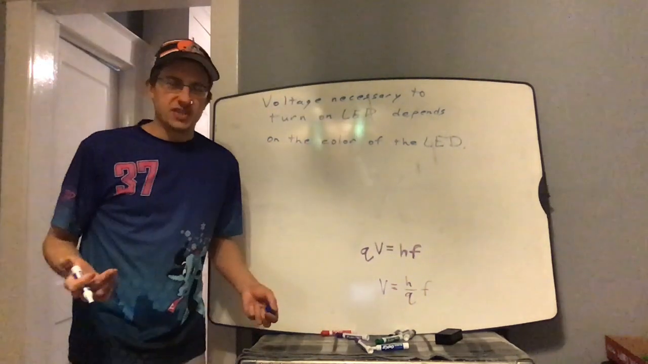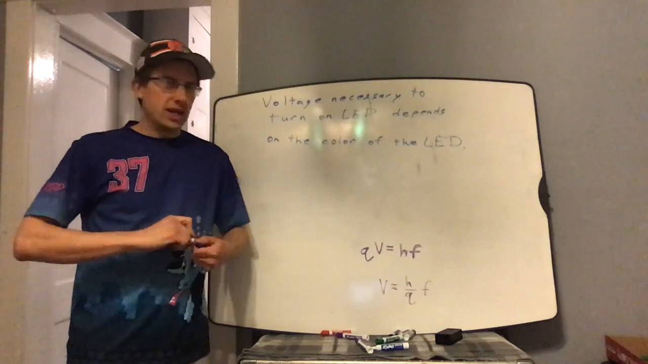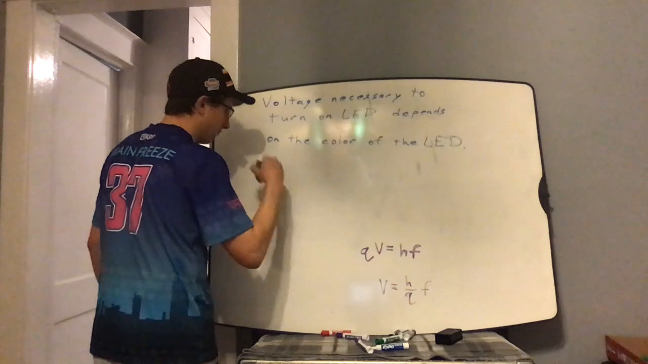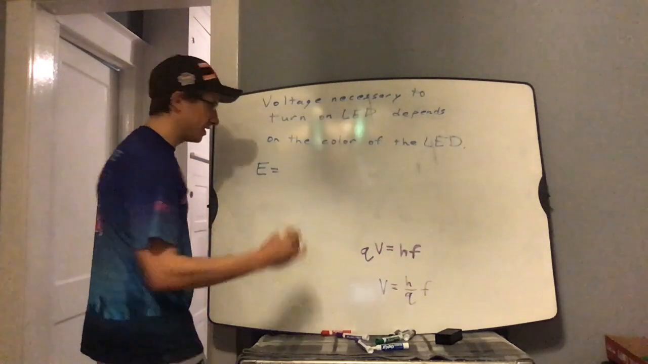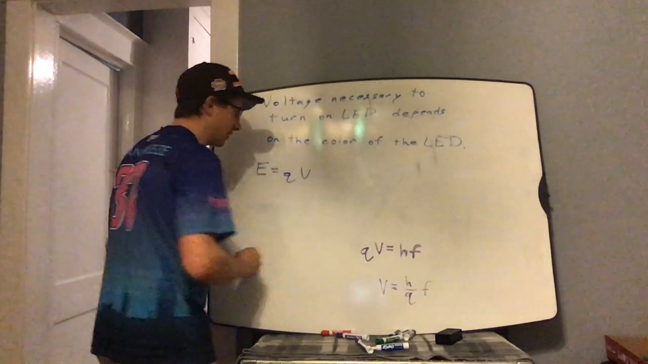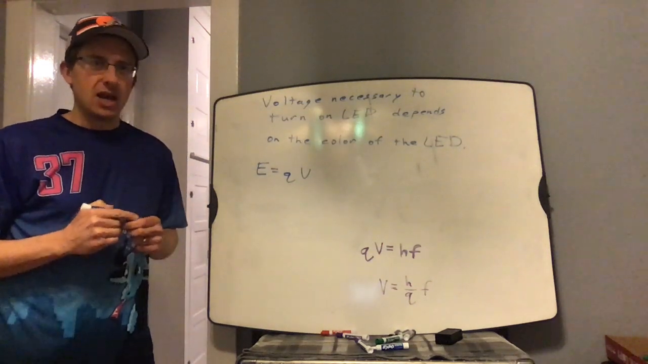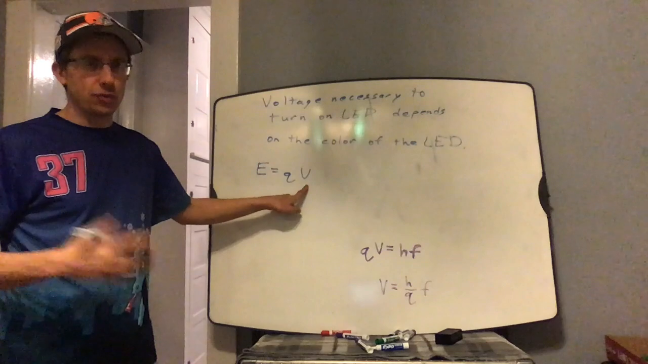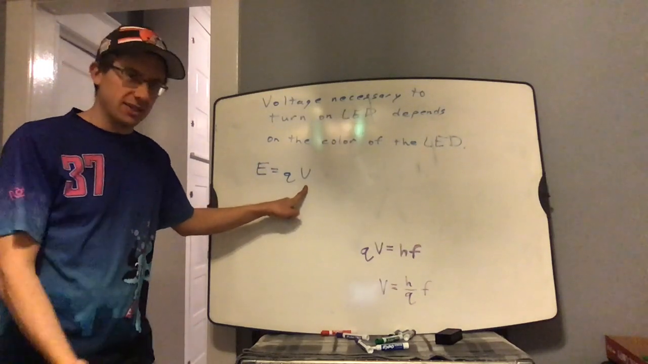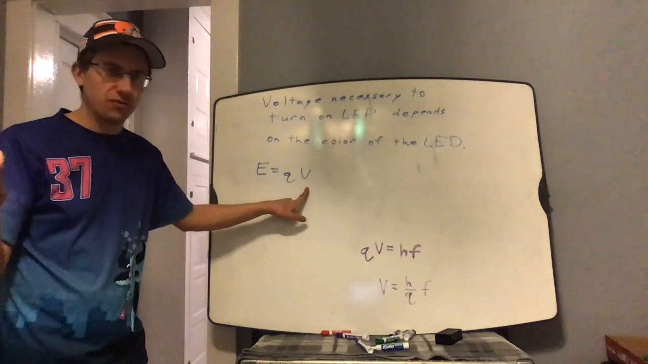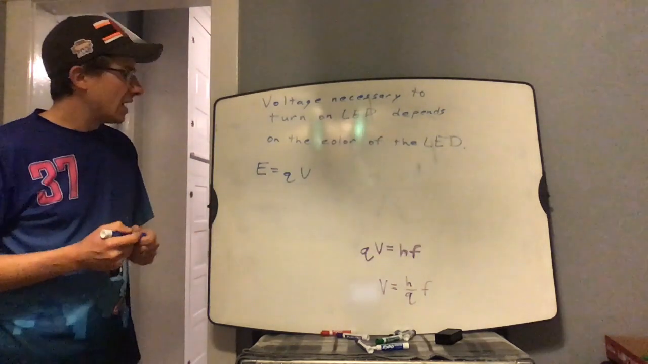Blue light is the most energetic light, so if we say the energy of the light emitted that the electron loses is Q times V, this energy is given off as blue light. You will need a lot of voltage to emit blue light. Red light is low energy, so you will need less energy, less voltage to create red light.